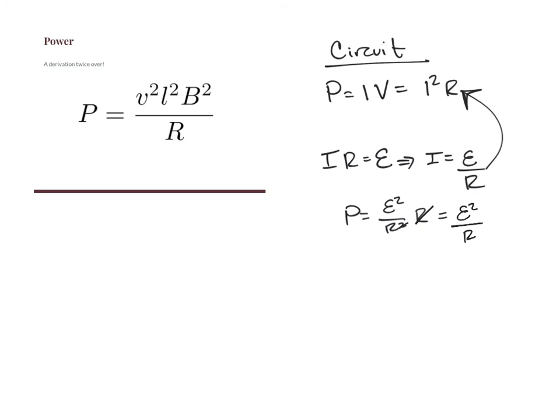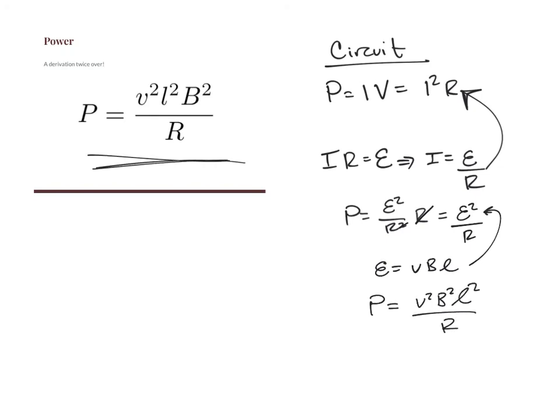And we know from the previous discussion that EMF equals VBL, and you can plug that in here to get that power equals V squared B squared L squared over R, which is algebraically equivalent to this up here for power.